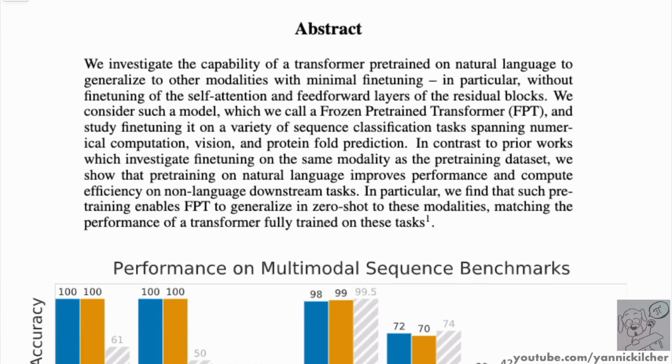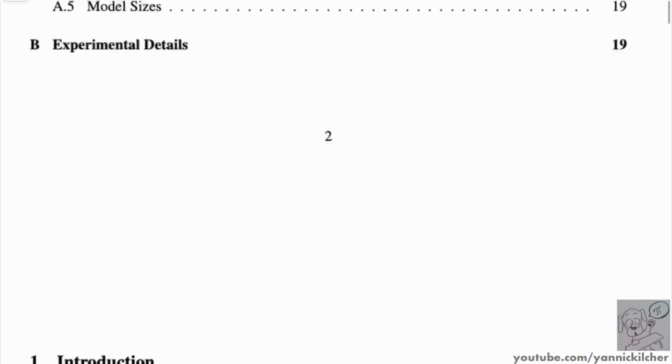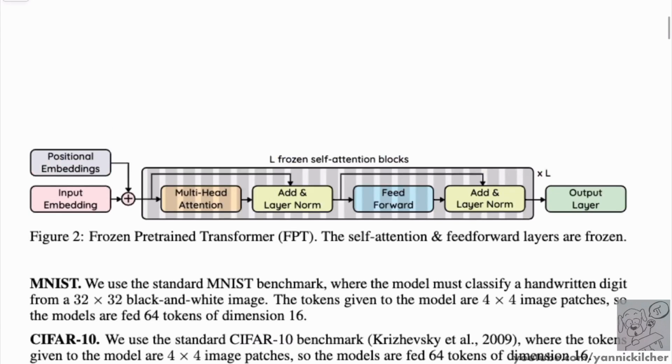All right, so the abstract reads: we investigate the capability of transformers pre-trained on natural language to generalize to other modalities with minimal fine-tuning. Okay? And they say in particular, without fine-tuning of the self-attention and feed-forward layers of the residual blocks. So as you might know, a transformer is built approximately like this.